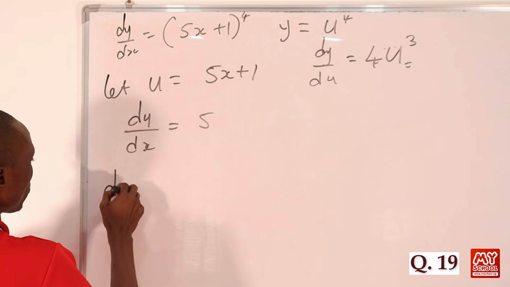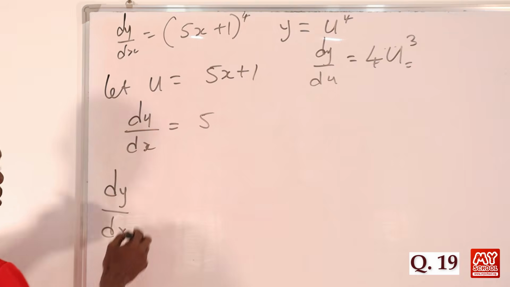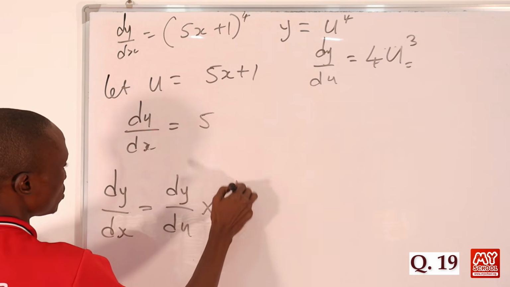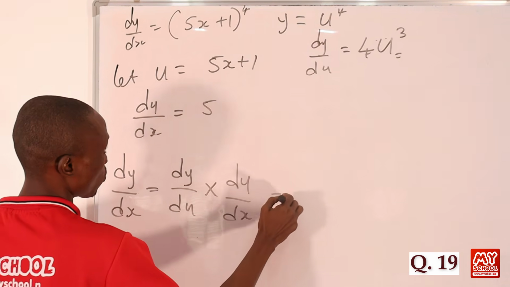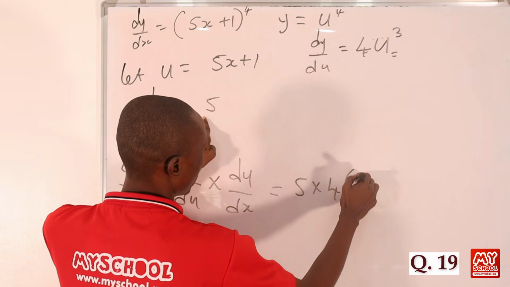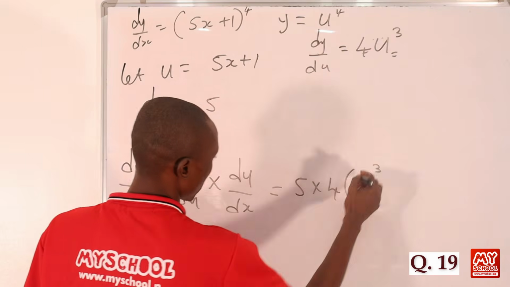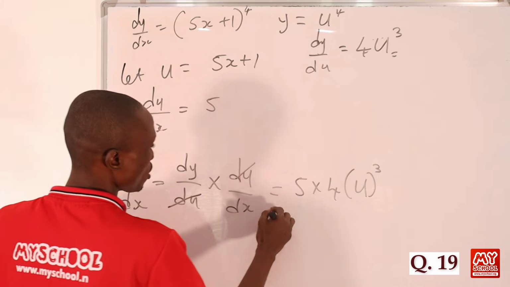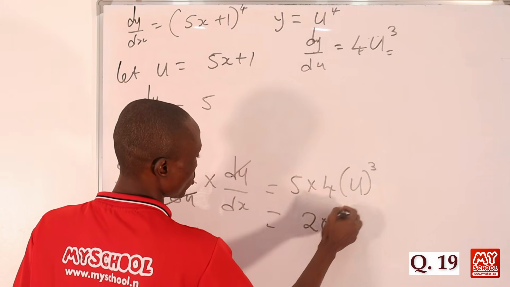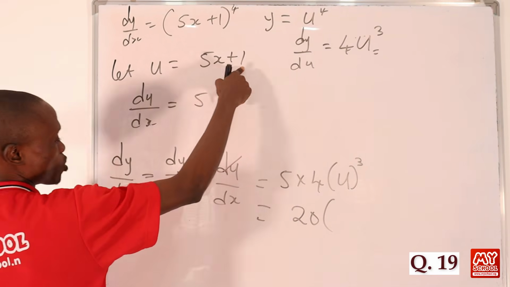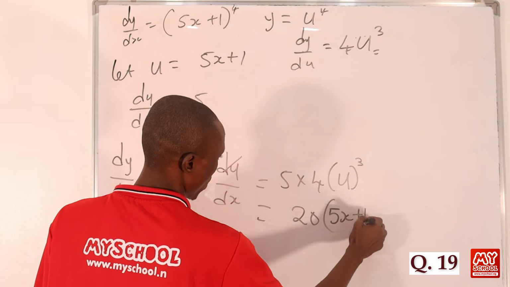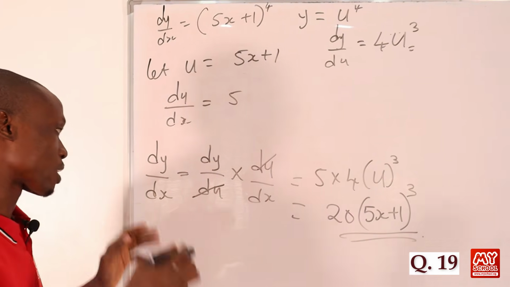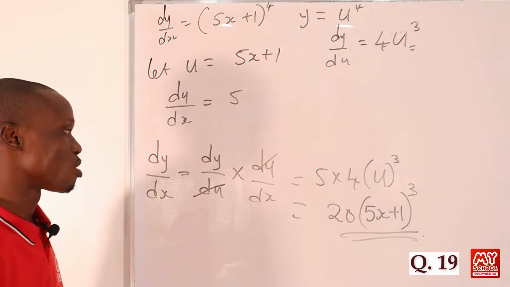So now we are looking for dy dx, right? So for us to get dy dx, we just combine these two. So we have dy du times du dx, and that will be equal to 5 times 4 bracket u, u in bracket raised to power 3, right? Of course, we cancel out du, so that we have dy dx left, right? So 5 times 4 is equal to 20, but remember that our u is equal to 5x plus 1, so we repeat that, 5x plus 1 in bracket raised to power 3, okay? So this becomes our answer, 20 bracket open, 5x plus 1 bracket close raised to power 3.